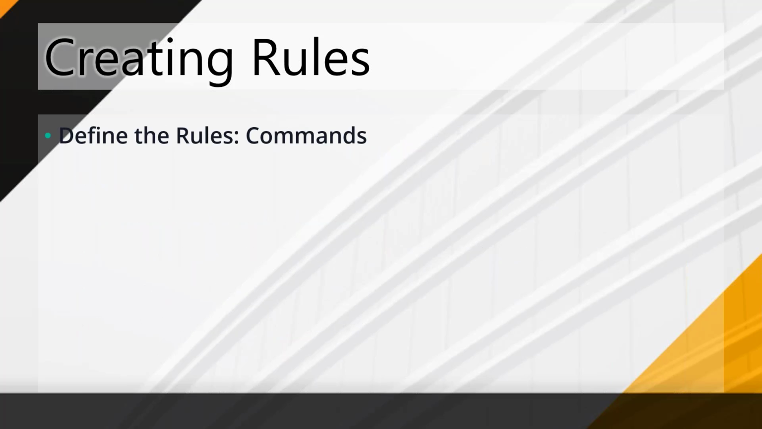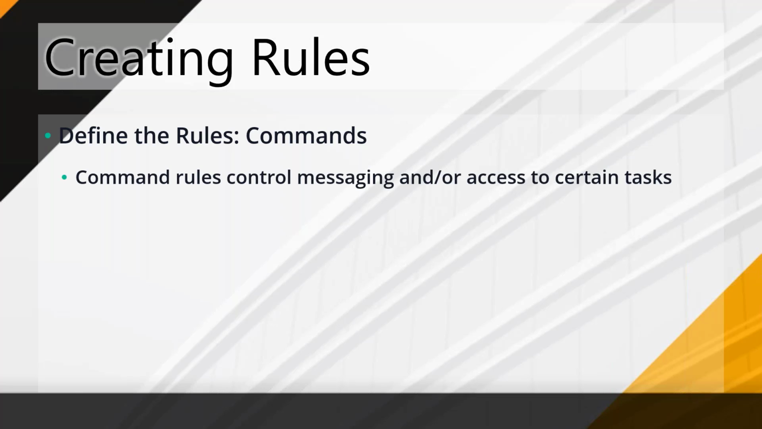Once you've defined your scope, now we have rule definitions themselves. So the rules are built within the scope, and there are two different types of rules that you can create. There's rules for commands, which is what we're going to talk about right now, and then objects, which will happen next. Command-based rules can help us control which commands are used, or provide insights or additional messaging about those particular commands and tasks.